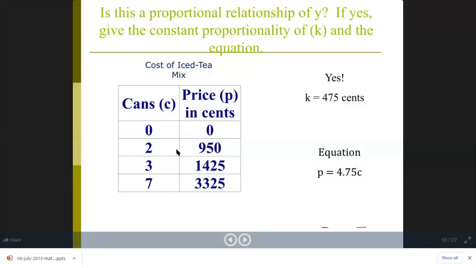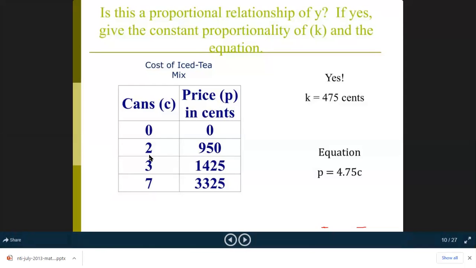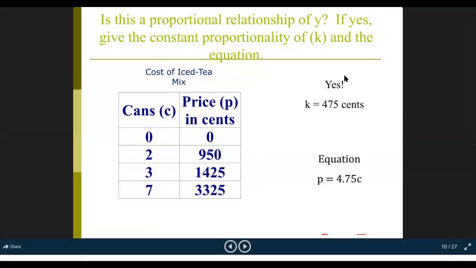Okay. Next, I have 950 over 2, 475. Second, 1,425 over 3 will be 475. 3,325 over 7 will be 475. So in this case, already we have a constant value, right? If he didn't sell any cans, there are no prices. But when he sold 2, he got 950, 3, 1,425, 7, 3,325. Then 0 and 0 in this question we will not count. So please take care about this point. But after that, we found a constant value, which is 475 cents.